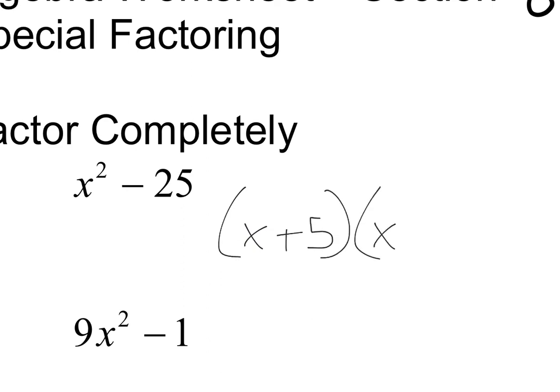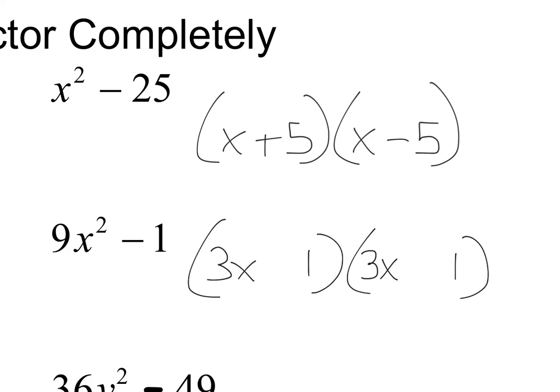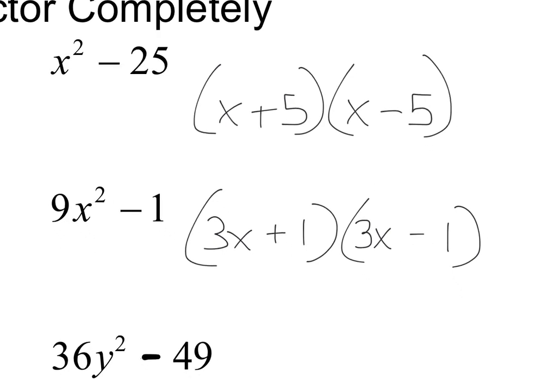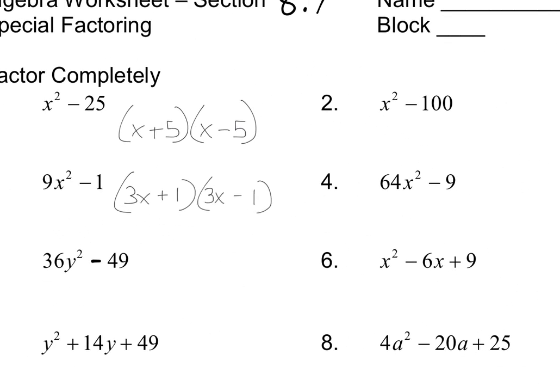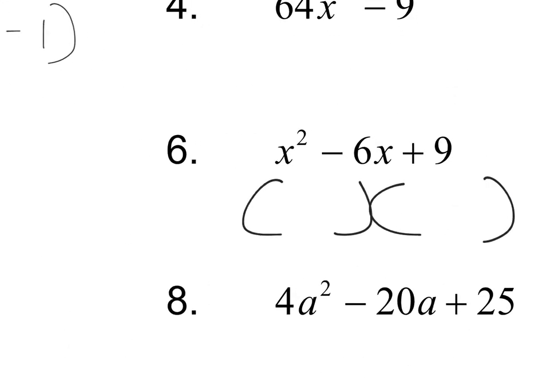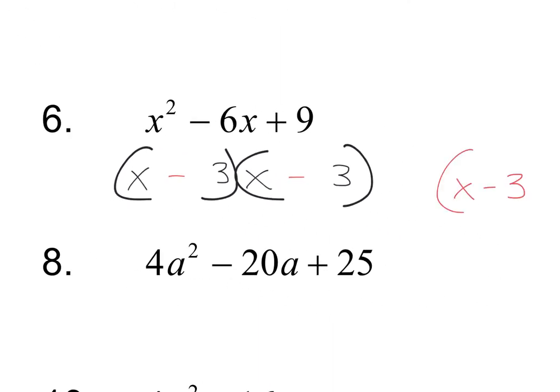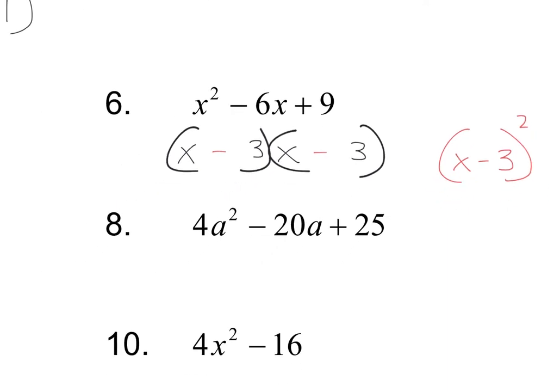This is x plus 5, x minus 5. This is square rooting the 9 x squared to get 3x and 3x. Square rooting the 1 to get 1 and 1. 1 positive, 1 negative. On the trinomial ones, I told you they're special cases. So the square root of x squared is x and x. Square root of 9 is 3 and 3. The sign in the middle tells me if I need it to be positive or negative. It's the same thing twice.